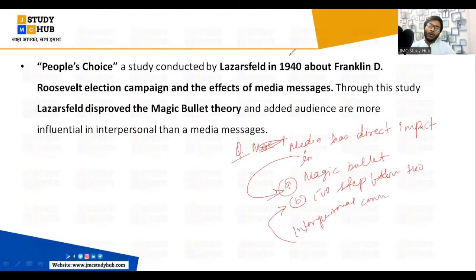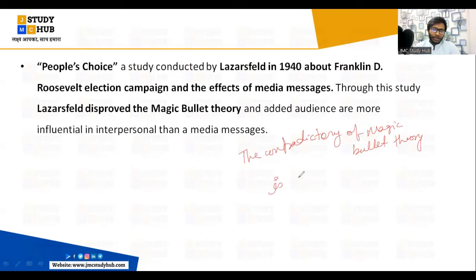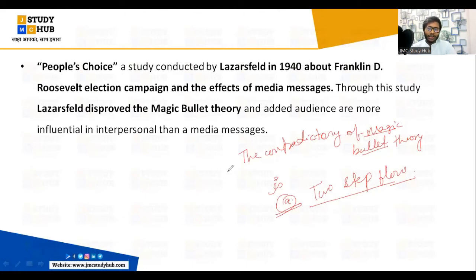Please understand. Okay, now in another style, how can they ask you? The question can be: the contradictory of magic bullet theory is. Now say everybody, yes. Very good. Everybody will tell yes, this is the two-step flow theory. Okay, so contradictory means they are opposite to each other. In the magic bullet theory the media has a direct impact, whereas the media does not have the direct impact in the two-step flow theory. So you can say that the contradictory of magic bullet theory is the two-step flow theory.